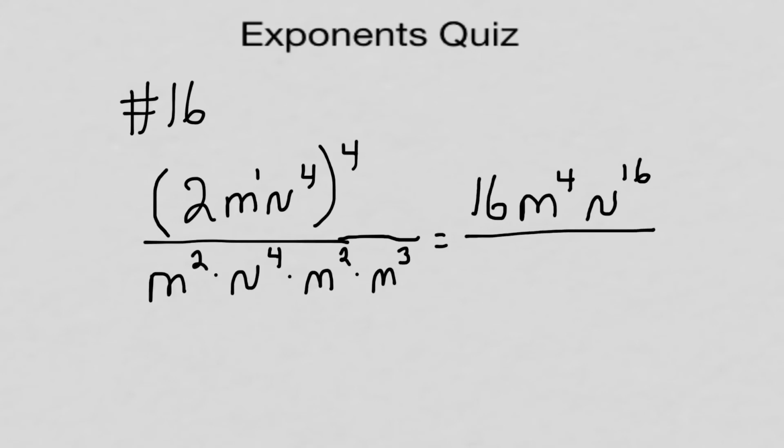All right, we're combining things on the bottom. They've got it jumbled up. M squared times n to the fourth times m squared times m to the third. We can combine these. Let's do our m's first. M squared times m squared. These aren't in parentheses, so we don't multiply. We add, 2 plus 2 equals m to the fourth.